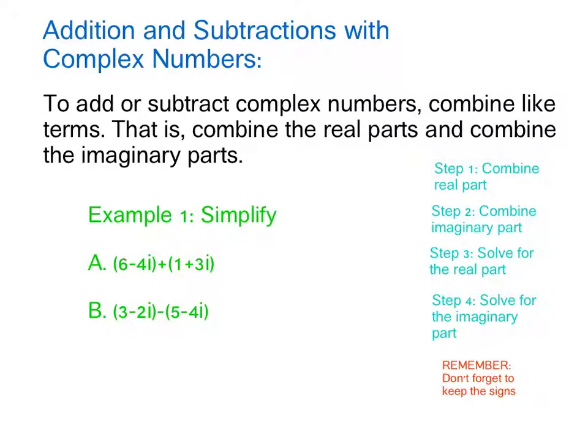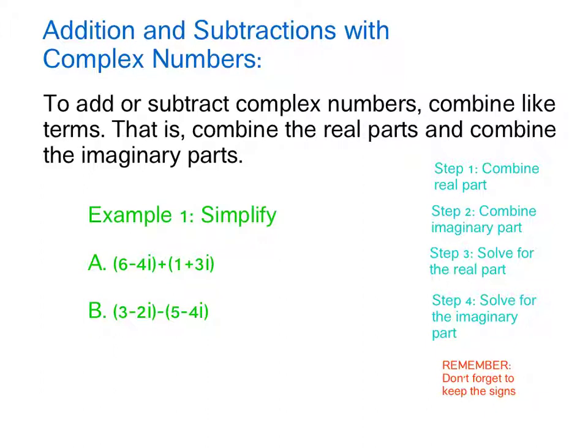Now that we have reviewed complex numbers, let's add the operations addition and subtraction. To add or subtract complex numbers, you first have to combine the real parts together and then combine the imaginary parts together. Let's start with example 1.